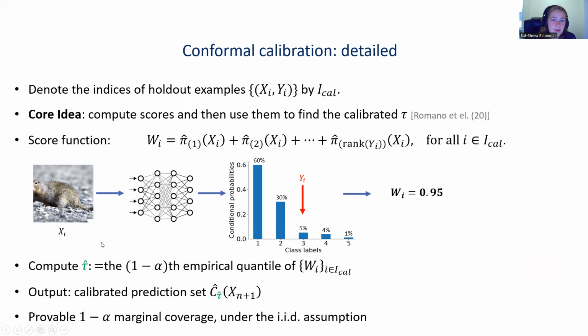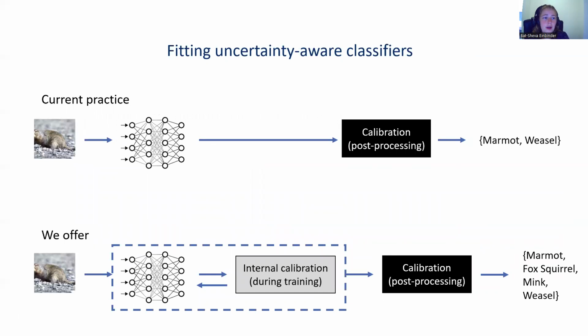We do this for all images in our calibration set and compute tau hat, which is the 1 minus alpha empirical quantile of these scores. Finally, our output would be the calibrated prediction set, which we compute as before using this tau hat. These sets achieve valid marginal coverage. So what we do up to now is take an image, pass it through some neural network, and calibrate the coverage level, and achieve a prediction set with valid marginal coverage.